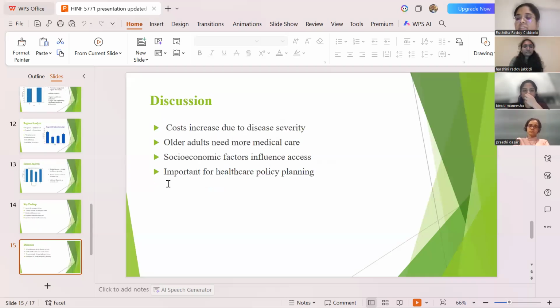So coming to the discussion, I want to specifically mention that from our analysis, we see that healthcare costs increase with age and vary across regions. And also it is influenced by income and gender. The data also shows high variability, indicating unequal distribution of healthcare spending. So cost increases due to disease severity, and older adults need more medical care. Socioeconomic factors influence access, which is important for healthcare policy planning.